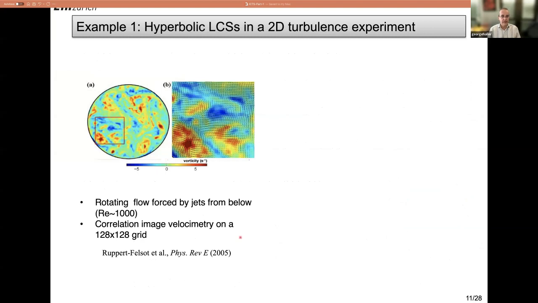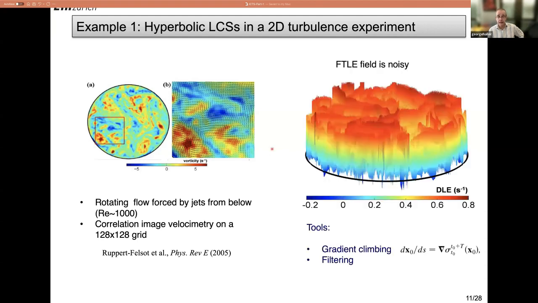Okay, this is an old example from the time that we were first playing with these ideas. This was an experiment by Harry Swinney's group, two-dimensional turbulence in a tank, so a rotating flow forced by jets from below. Okay, and the velocity field was available with high accuracy. And when you calculate the FTLE field over the velocity, it's supposed to be two-dimensional turbulence. This is what you get. Look how noisy these are, right? So these are the ridges that you get. This is the FTLE field.